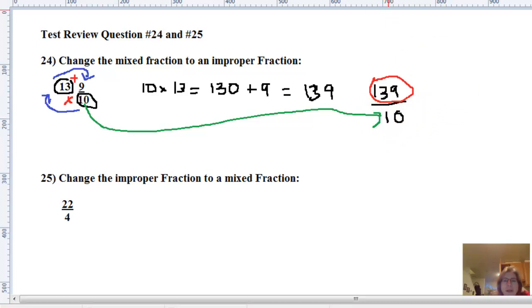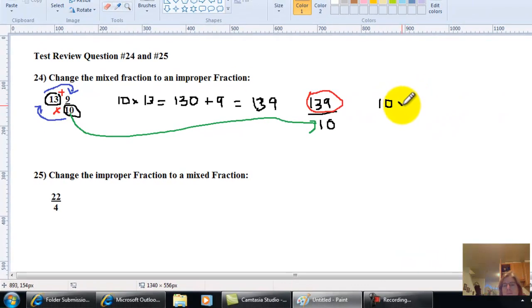Sometimes I like to write it as 10 times 13 plus 9, and then you're putting it back over that 10. Either way, that's how you solve that one.